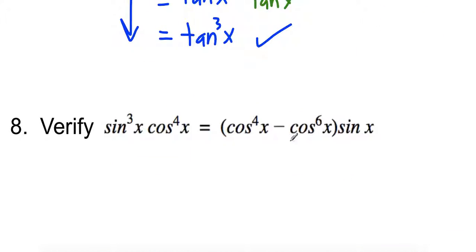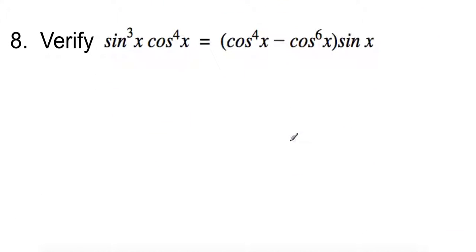All right, one last one of these. We have sine cubed x times cosine to the 4th x equals cosine to the 4th x minus cosine to the 6th x times sine x. I'm going to try and see if the same thing works. Can I factor the right-hand side? This has cosine to the 4th and cosine to the 6th, so let's factor out a cosine to the 4th, which is going to leave us with 1 minus cosine squared.